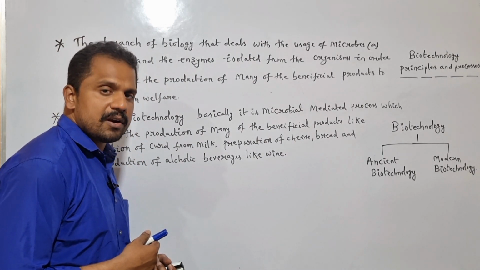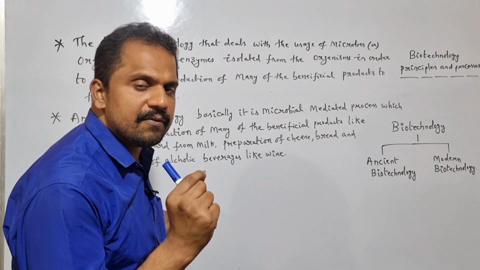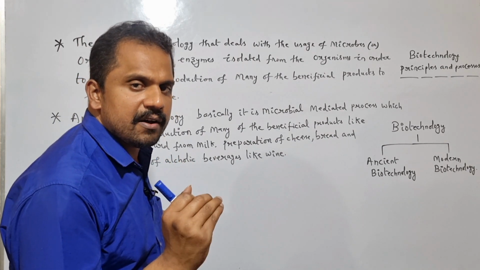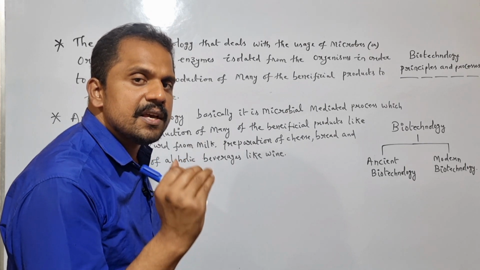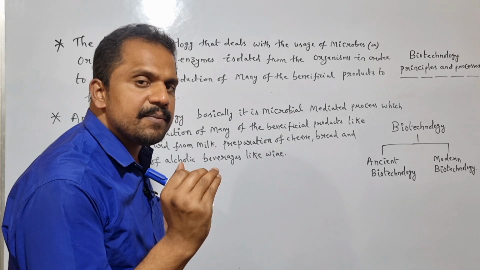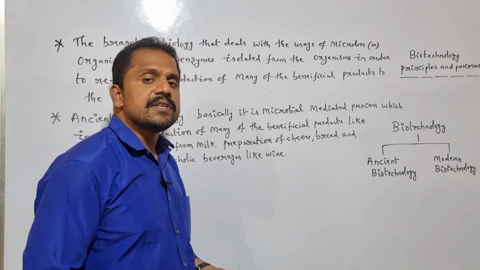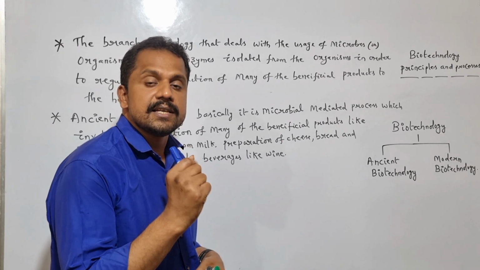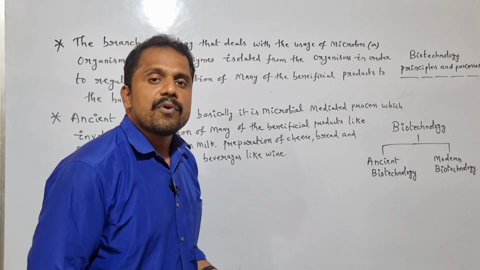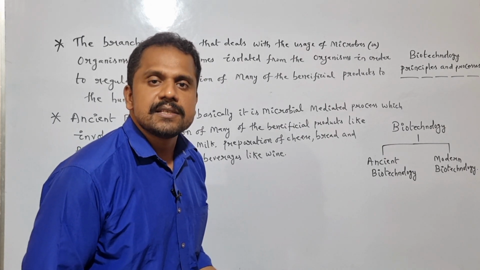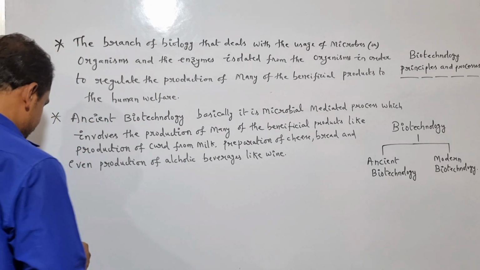If you consider modern biotechnology, basically it takes the advantage of genetically modified organisms. By taking the advantage of genetically modified organisms, many beneficial products can be successfully synthesized at larger scale. Some of these include production of test tube baby by the means of in vitro fertilization. Is it clear?